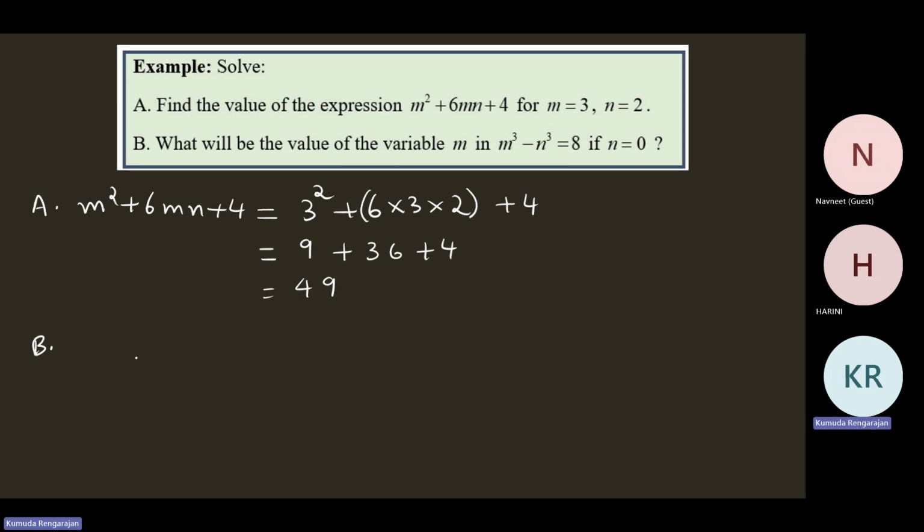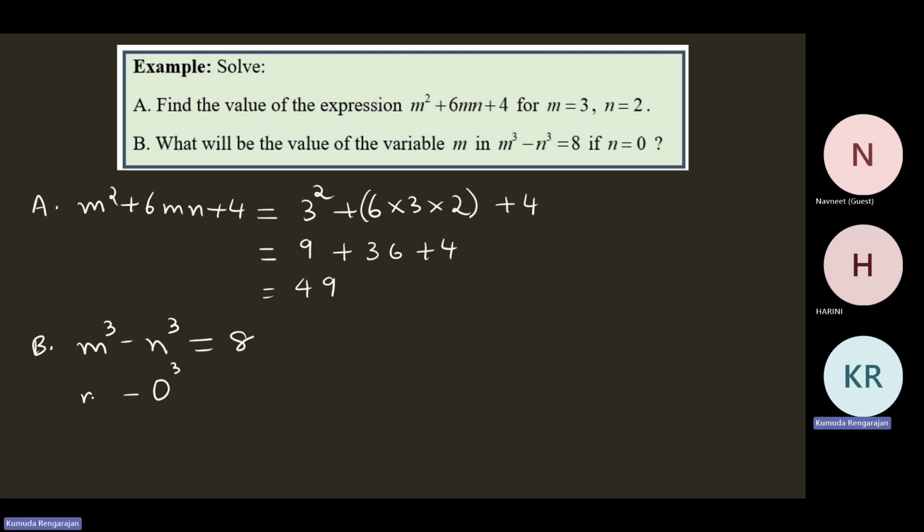Next one is what will be the value of the variable m in m cubed minus n cubed is equal to 8, if n is 0. So we are given that m cubed minus n cubed is equal to 8. The value of the expression m cubed minus n cubed is given to be 8. And n is 0. So that means n here is 0, so 0 cubed.